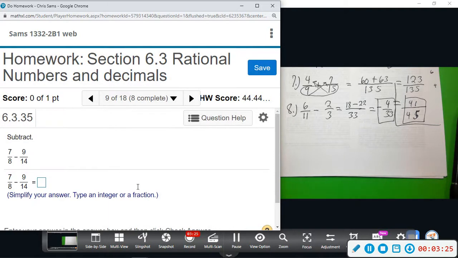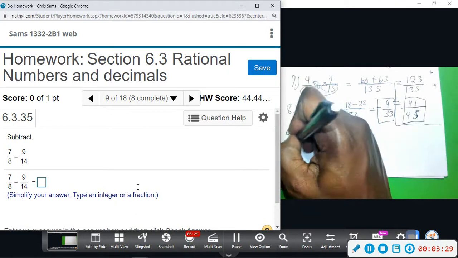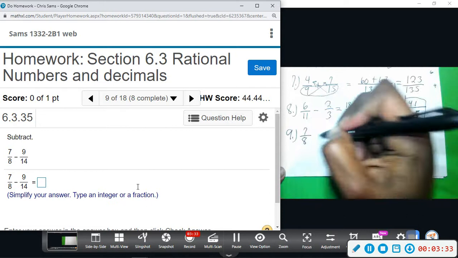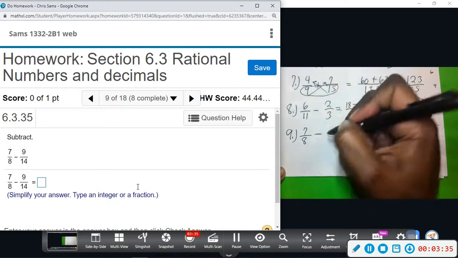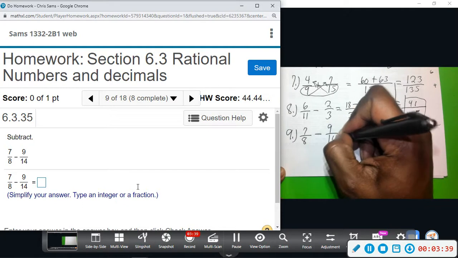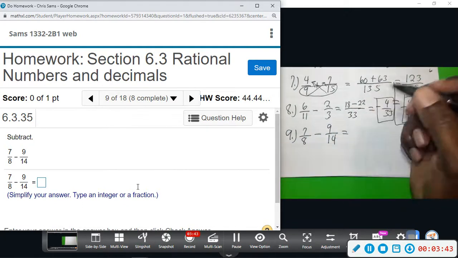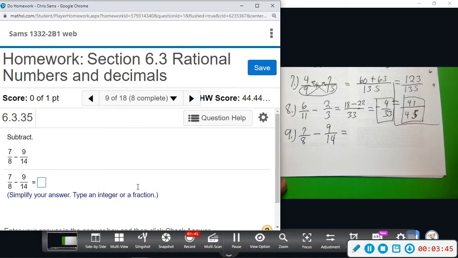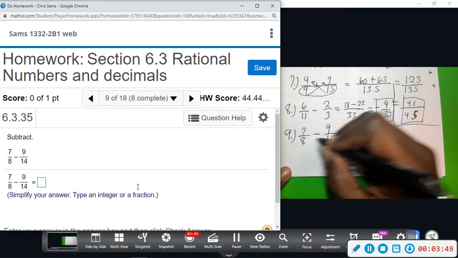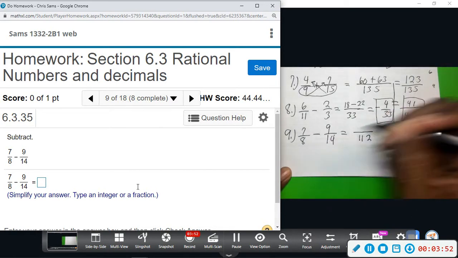And number 9. We have 7 over 8 minus 9 over 14. So again, we can multiply these two on the bottom. So 8 times 4 is 32, 8 times 1 is 8, plus 3 is 11, so 112.